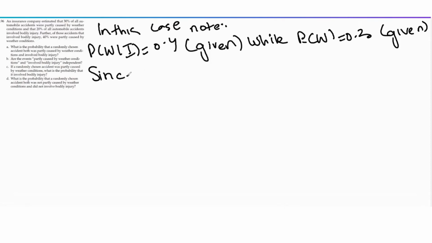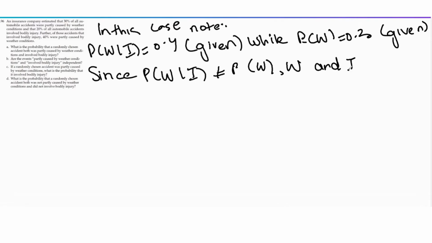Since the probability of W given I is not equal to the probability of W, W and I are not independent, rather they're dependent, right? Like we said, we just need to disprove one of these. Because all of those conditions are equivalent, we just need to show one is not true to show they're not independent, right? So we've just shown that one condition is not true. So this means they're not independent.